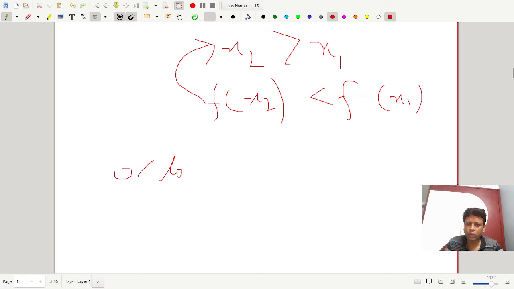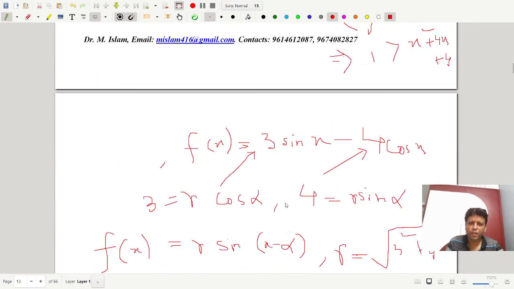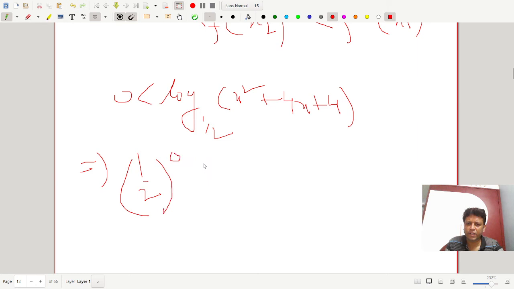Log base half of x square. What do you have? x square plus 4x plus 4. So your inequation will change because it's a decreasing function. x square greater than 4x plus 4. Am I clear, everybody? Everyone, am I clear?